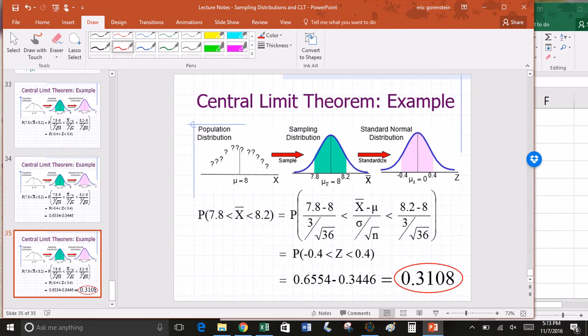Okay, so that about does it for sampling distributions and the central limit theorem. I'm going to post a couple of Excel worksheets to sort of put this into action. And between these notes, the Excel files, and please read this chapter in the textbook, that should give you a pretty thorough overview of this topic.